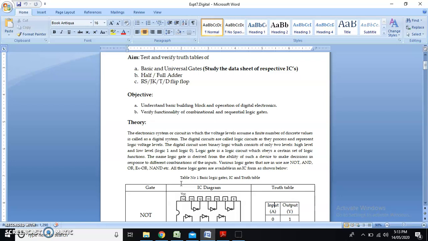For designing a combinational digital circuit, the basic gates are required. Gates are the basic building blocks of combinational circuits. Basic gates means basic and universal gates. Now why are there universal gates? Because they are actually designed using the basic gates only. So we have basic gates and universal gates, which are the basic building blocks for designing any combinational circuit.